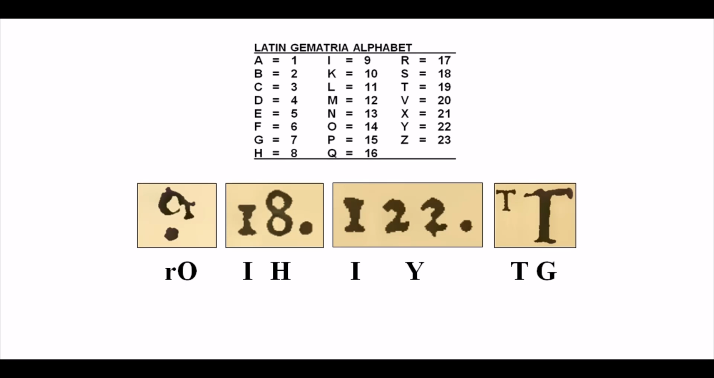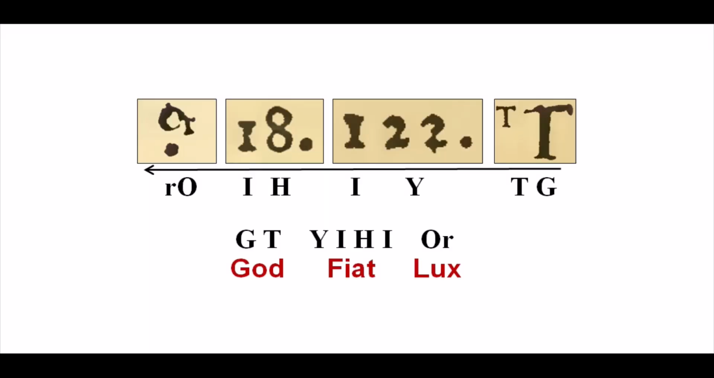Recall at the beginning of the code that the 2 T's are reversed, making the Greek letters TG. It's the same with the letters at the end of the code with the catchword or. Reversed, it spells RO. Now read everything like it's Hebrew. Starting from the right and reading left, it spells GTYIHIOR. GT stands for God, and the remaining letters spell Yihi-or.